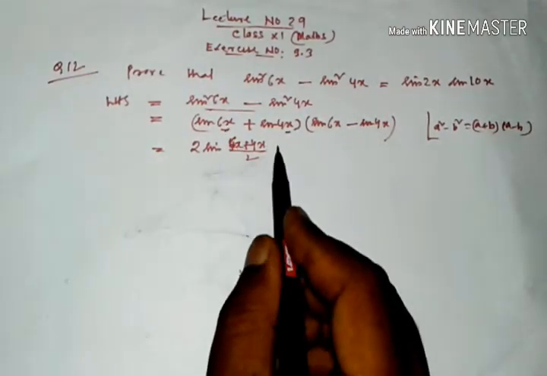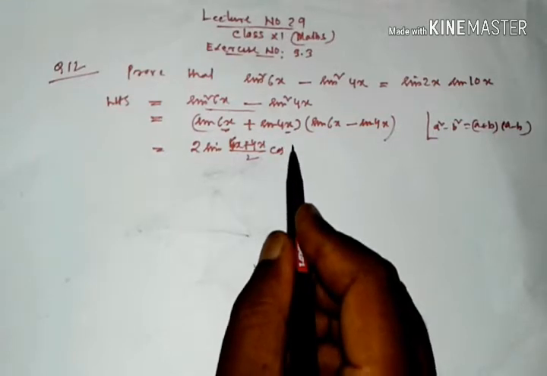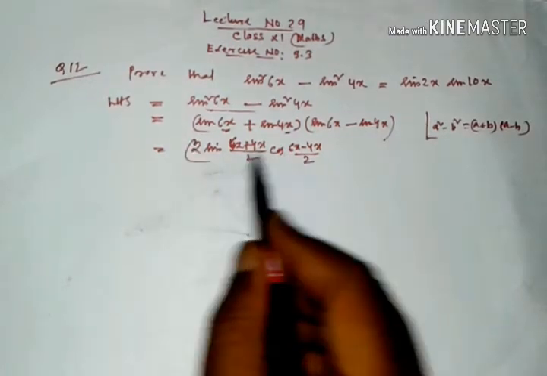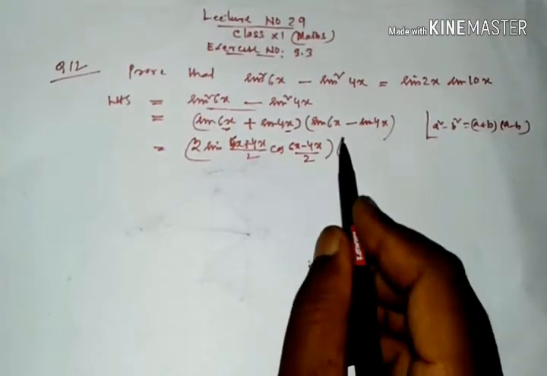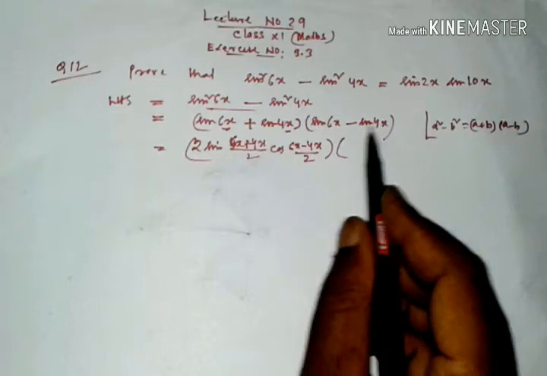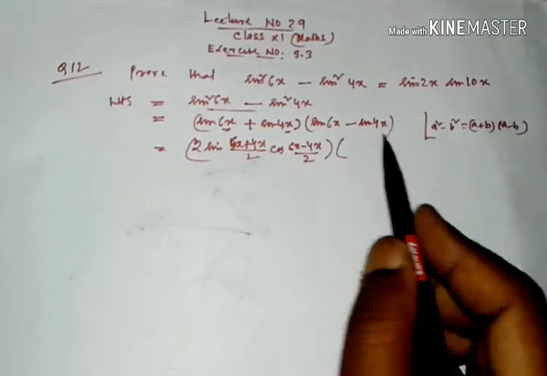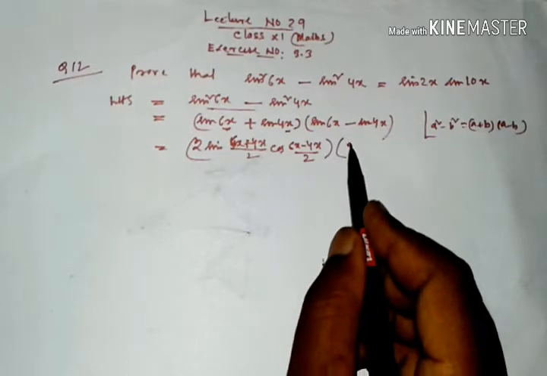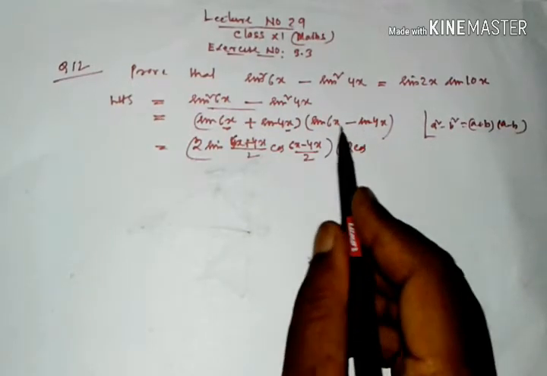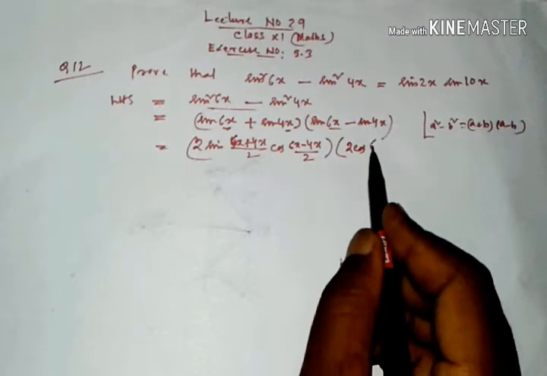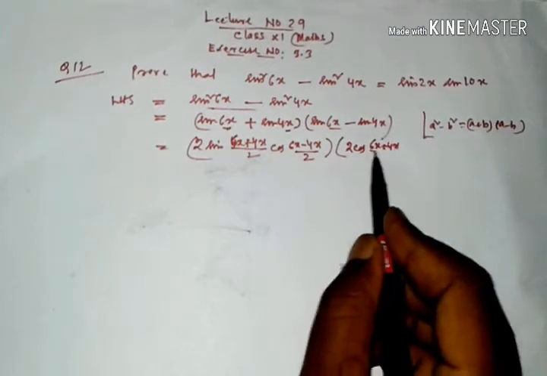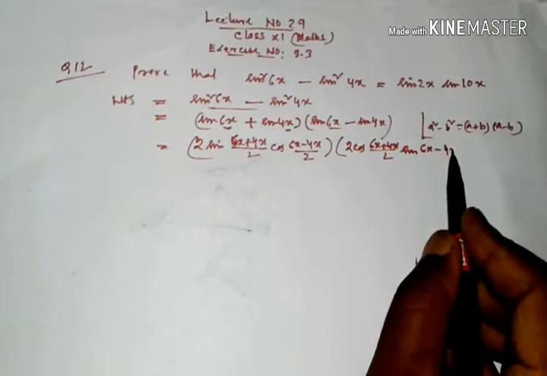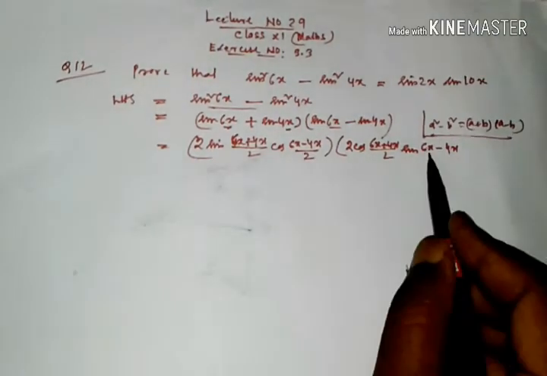Here a is 6x and b is 4x, so a minus b is 6x minus 4x by 2. This is also the sin a minus sin b formula. We have got it already. This is sin 6x minus sin 4x. This is 2 cos (a plus b) by 2, that is 6x plus 4x by 2, and sin (6x minus 4x) by 2.